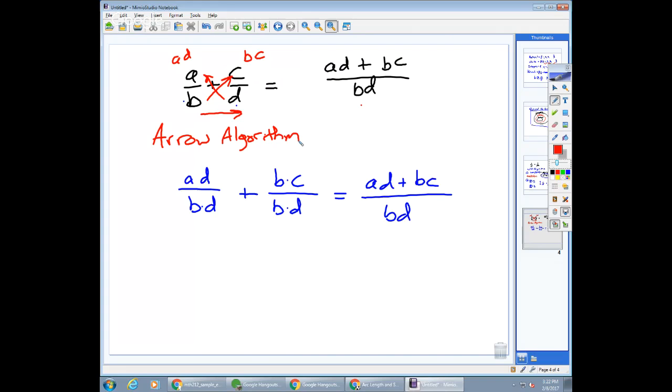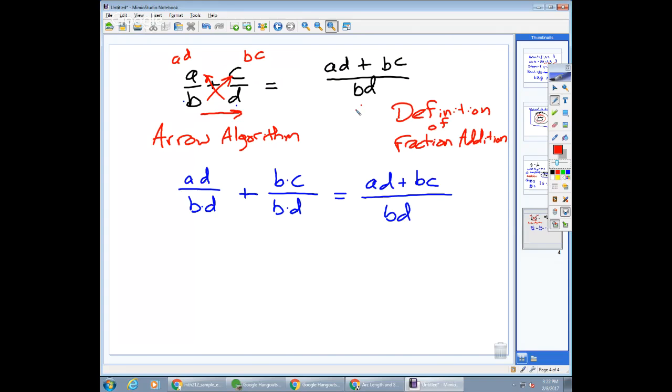Using that process of arrows, the book, if you memorize that formula, just calls this the definition of fraction addition, which is an algorithm. Follow that formula. So you could either say, hey, the definition is this, that's my algorithm, or you could use the arrow algorithm.